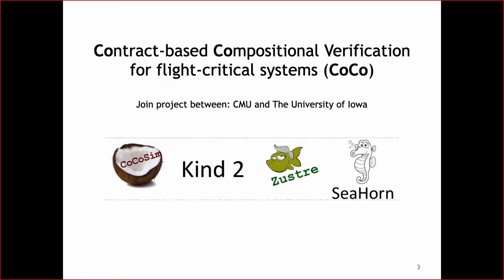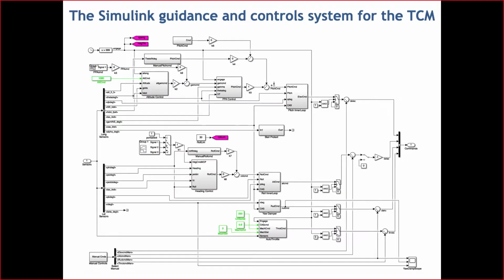So CoCoSim stands for contract-based compositional verification for flight critical systems. CoCoSim was developed in a joint project, and many tools have been developed in the same projects as CoCoSim. The famous ones are Kind2, a Lustre model checker, and C-Horn, which is for C verification, static analysis.